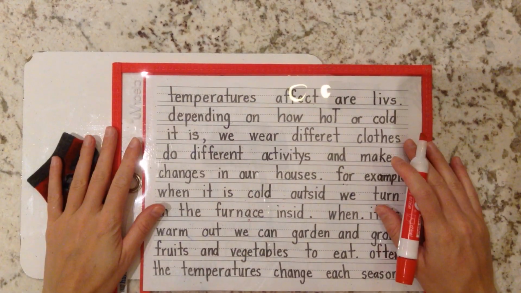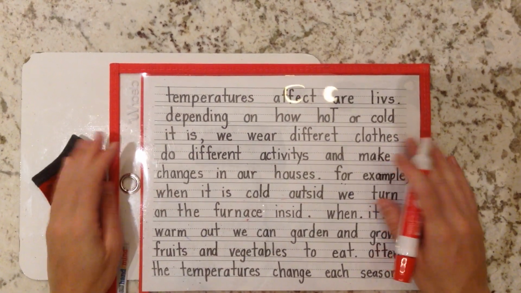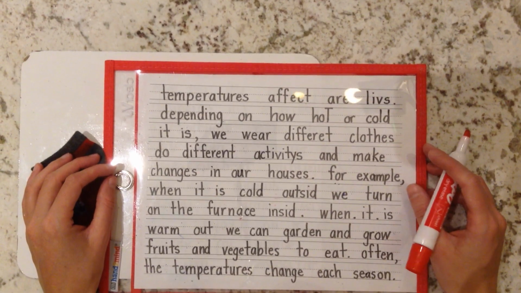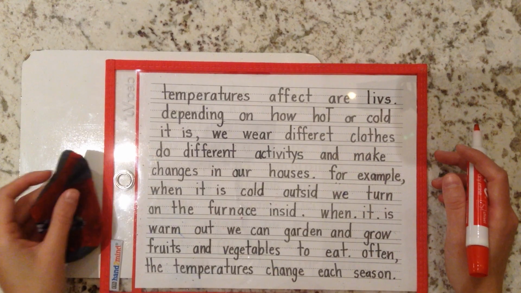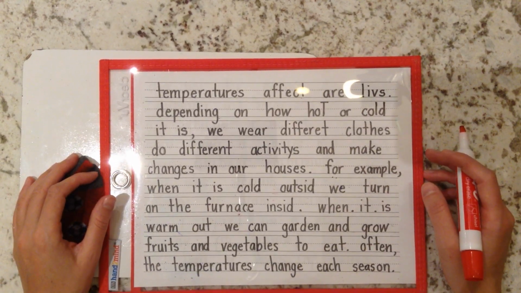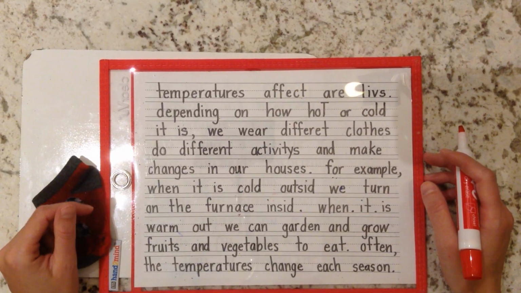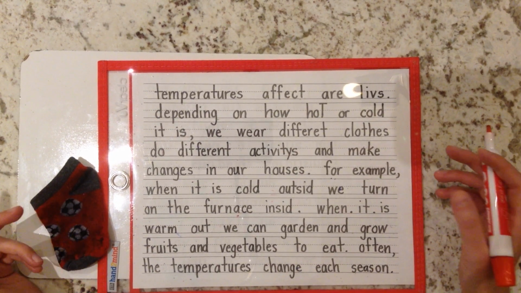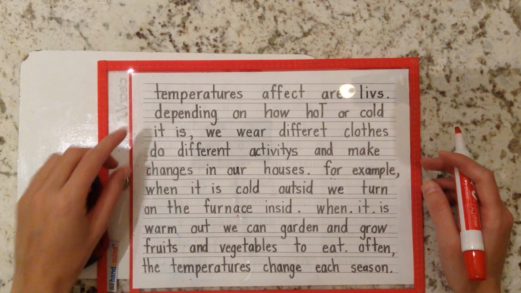Today we're going to be looking at a piece about temperatures and how they affect our lives. Make sure you have your copy of the sheet in front of you and your marker and pen and board ready to go. I'm going to start by reading the piece to you, and as I go, see if you can catch any mistakes on your own. Feel free to circle them when you see them. Let's get started.